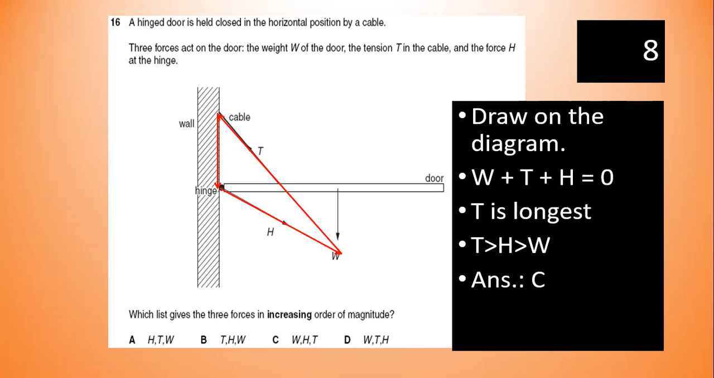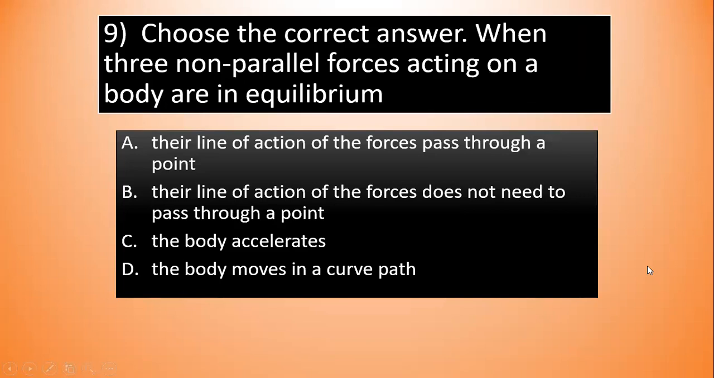Okay. So this is in decreasing order. You want increasing order. W is the smallest and H T is the longest. Choose the correct answer. When three non-parallel forces acting on a body are in equilibrium, the line of action must pass through a point A.